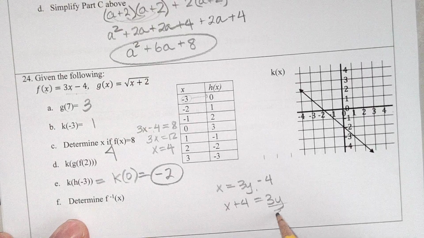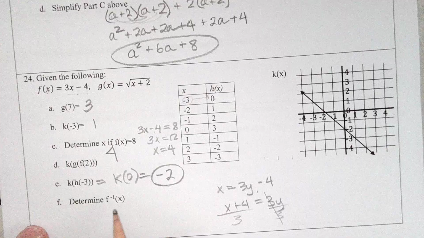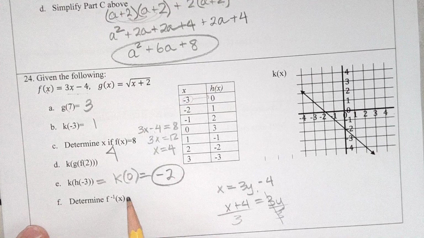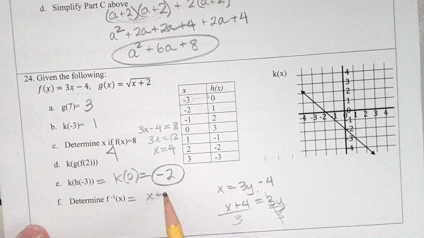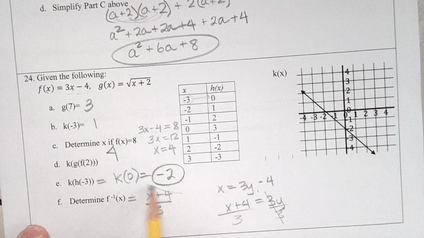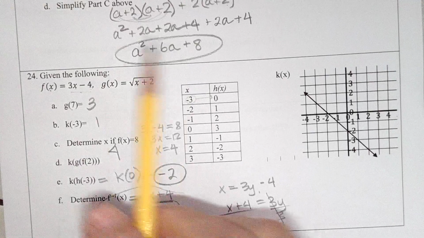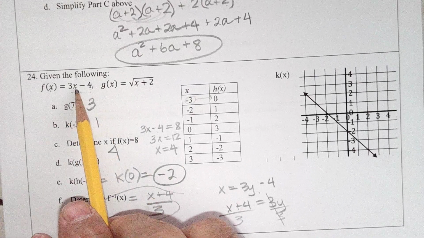We divide by 3. And we get the inverse is equal to x plus 4 divided by 3. Now you could check yourself. Pick a number to put in for x, like 2.